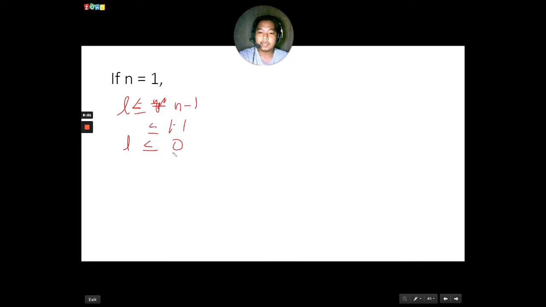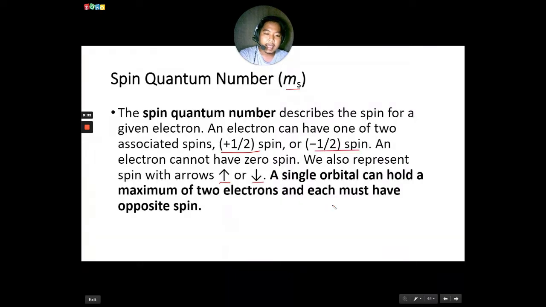First quantum number is 1. Second quantum number is 0. And I've already learned ML, that's negative L to L. So, since L is 0, my ML is also 0. Now, my MS has 2 possible values. It could be positive 1/2 or negative 1/2. If we go back to the definition, a single orbital can hold a maximum of 2 electrons and each must have an opposite spin.